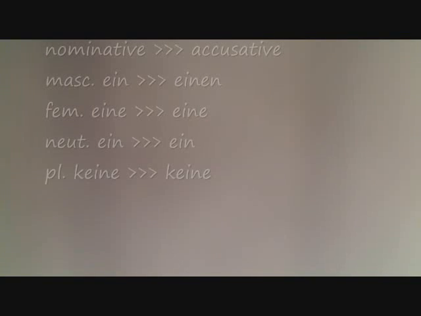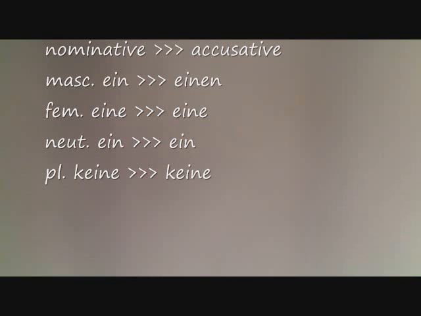Let's go ahead and look at the indefinite articles. Same thing, only the masculine indefinite article changes. So for masculine words, in the accusative case, it's einen. And for feminine words in the accusative case, eine. And for neuter words, ein. And then for plural, keine. Okay, because remember, we can't really use ein. We have to use keine or meine or something like that. So again, you can see that the only one that changes is the masculine indefinite article. So let's look at some German examples.